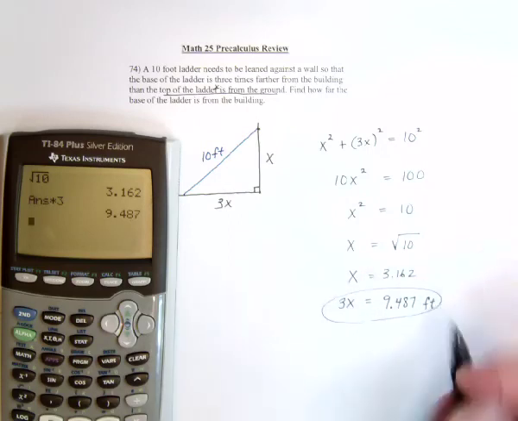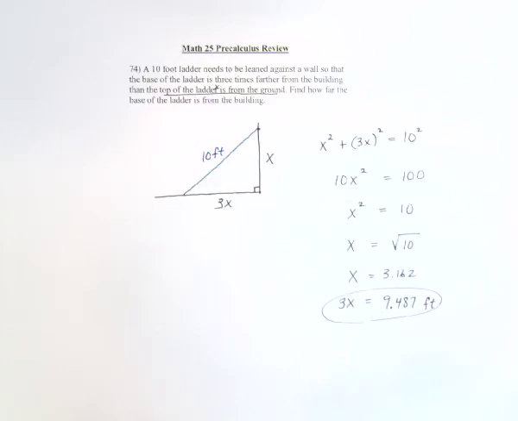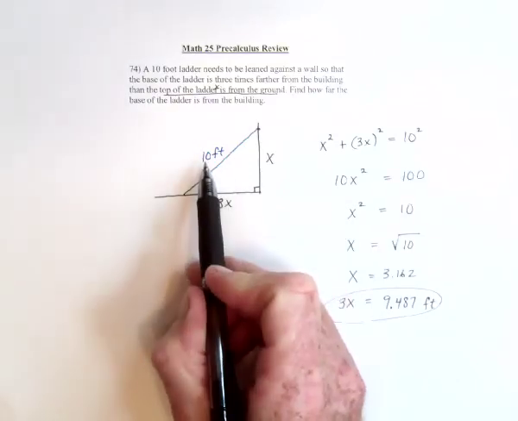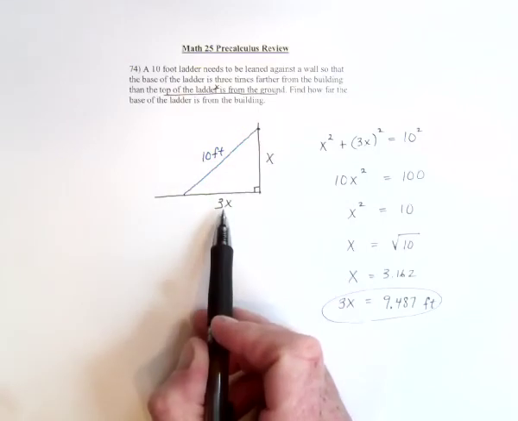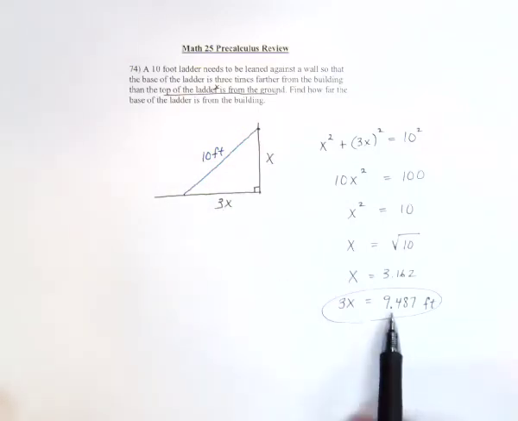feet. One last thing to do quickly is this: the hypotenuse has to be the biggest side. So both of these sides have to be smaller than 10. So sure enough, if this would have turned out to be 12.487, then I would realize I did something wrong and go back and check it. But this looks okay.